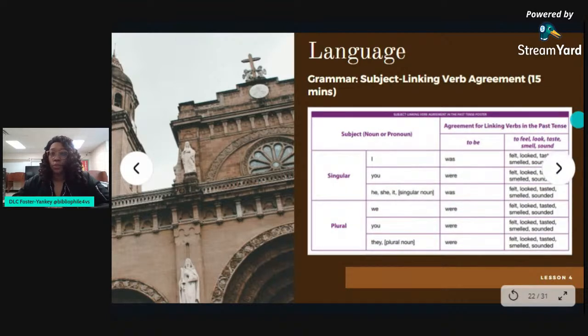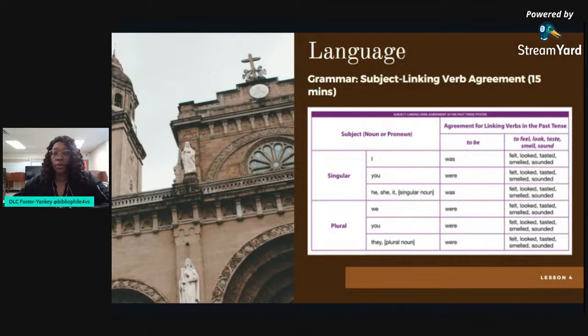From there, the teacher will move on to directing the students' attention to the subject linking verb agreement in the past tense poster and invite students to give examples of singular and plural nouns, again, preferably from this unit's content. And again, they'll write the examples the students provide on the board or on chart paper. The teacher then reviews the correct form of the verb to be when the subject is a singular or plural noun or pronoun.